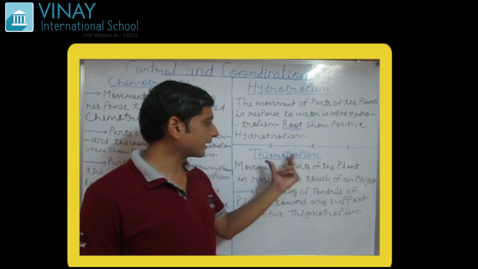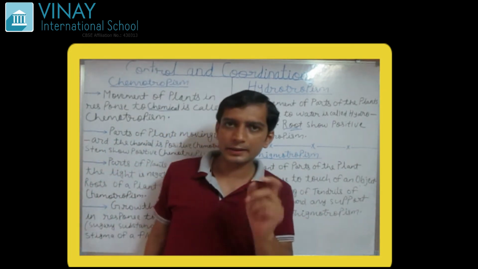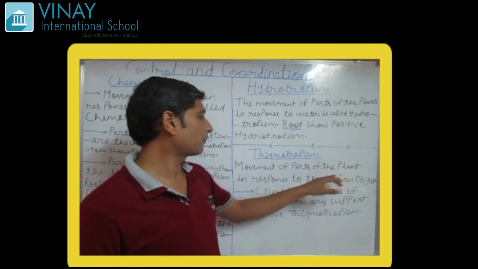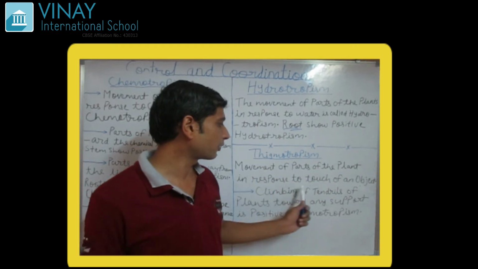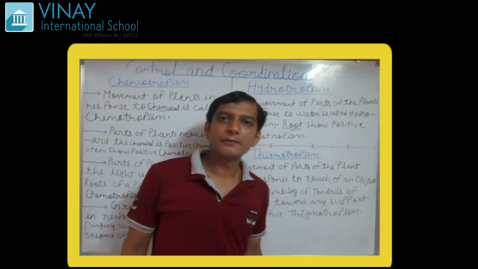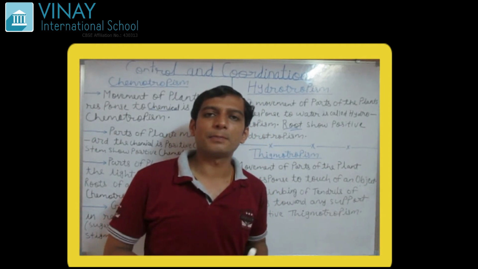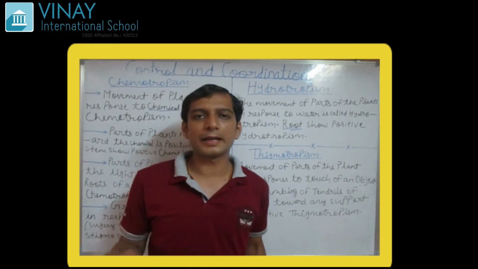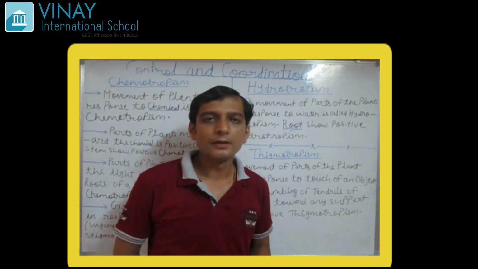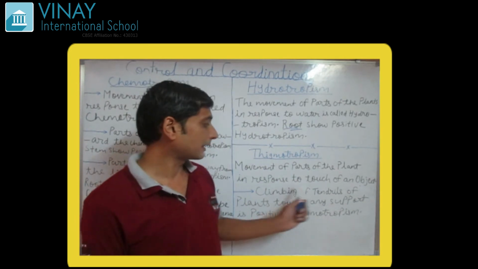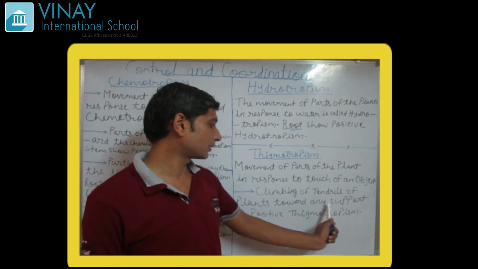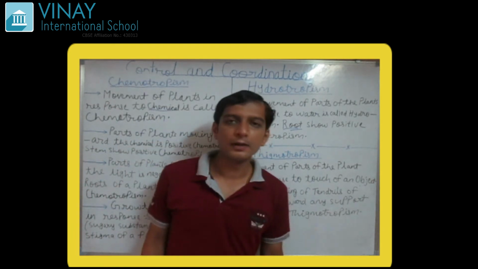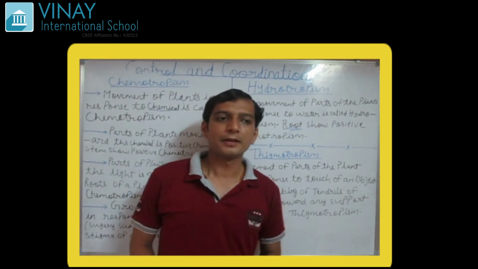Moving ahead, thigmotropism. Of course, the word thigmo means touch, anything which we touch. Movement of parts of the plant in response to the touch of an object. Whenever a part of the plant responds to the touch of an object. For example, climbing of tendrils of parts of a plant towards any support is positive thigmotropism.